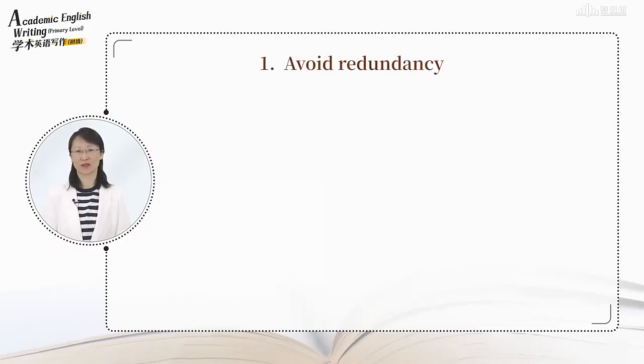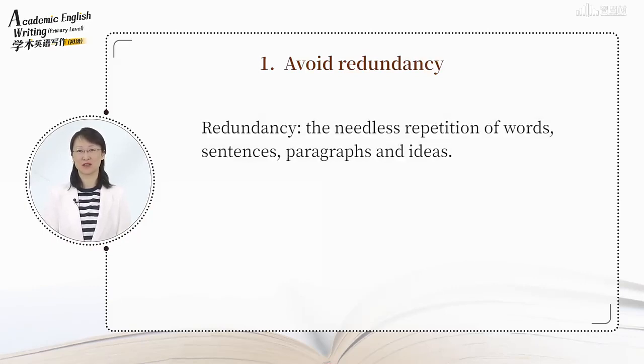The first tip is avoid redundancy. Redundancy is the needless repetition of words, sentences, paragraphs, and ideas. People use redundant expressions constantly without realizing. For example, we may use two or more words together that mean the same, as in adequate, enough. Or we may use a modifier whose meaning is contained in the word it modifies, as in past, history.